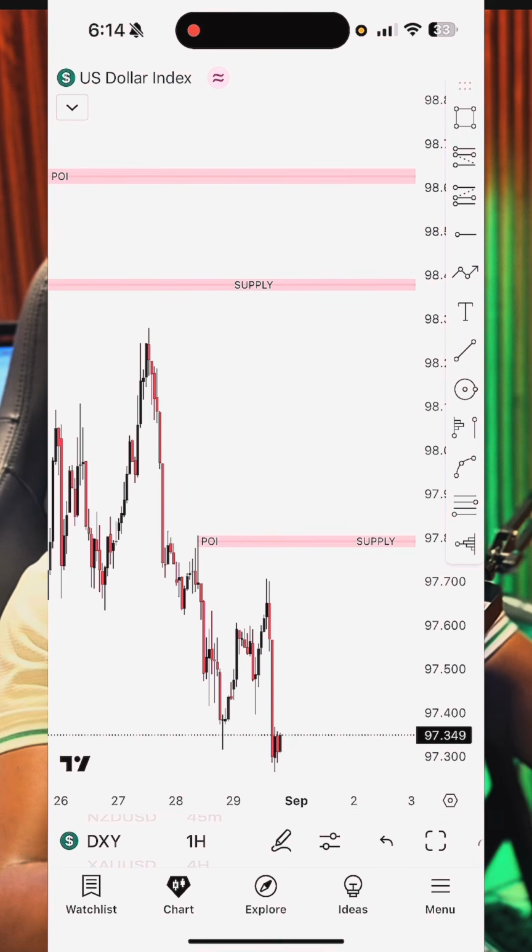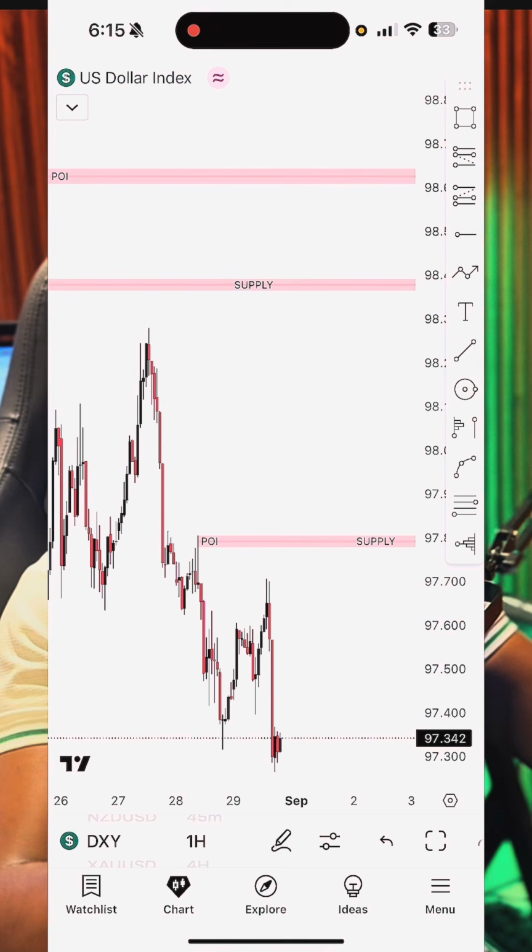As you can see, we have too many supply zones printed on our chart. This only tells you that price is on a bearish trend. Okay, now once you see too many supply zones on your DXY chart, you should expect the opposite on your EURUSD chart. Now, if you can plot out supply zones by yourself, that is fine. But if you cannot, I would implore you to use an indicator that will help you plot them automatically.